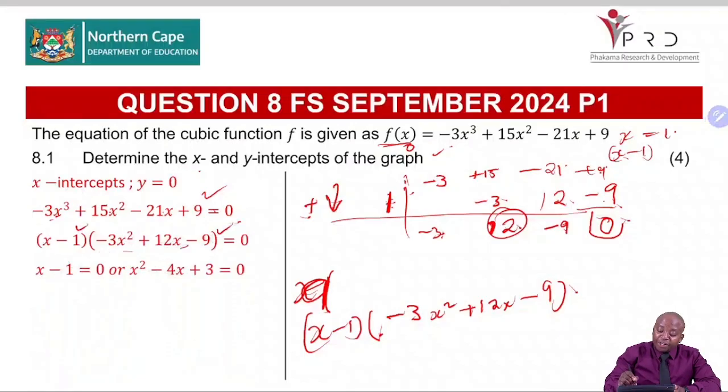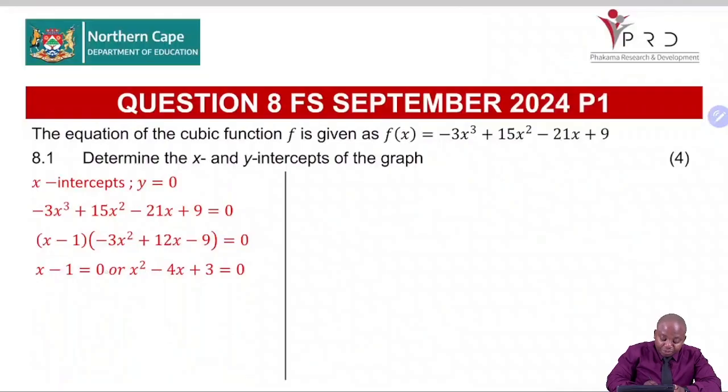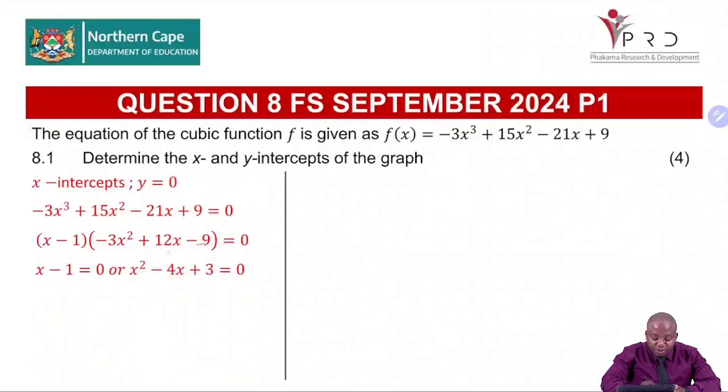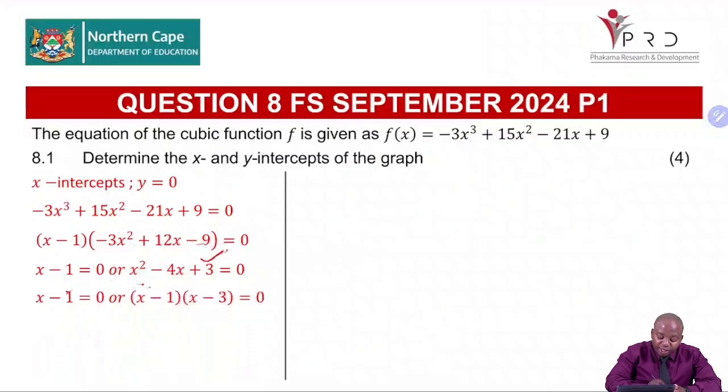When we apply our zero factor law, we can see that x minus 1 equals 0, or, dividing by negative 3 throughout, x squared minus 4x plus 3 equals 0. Because 12 divided by negative 3 gives negative 4, and negative 9 divided by negative 3 gives positive 3. Then we can factorize the second part. We get x minus 1 equals 0, or x minus 1 and x minus 3 equals 0. x minus 1 and x minus 1 are the same, so I will only take one x minus 1. So x equals 1 or x equals 3.